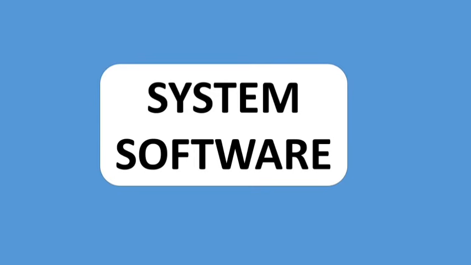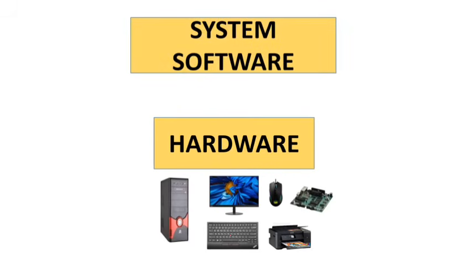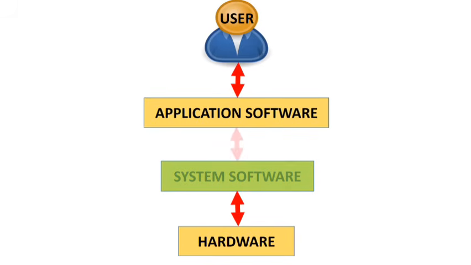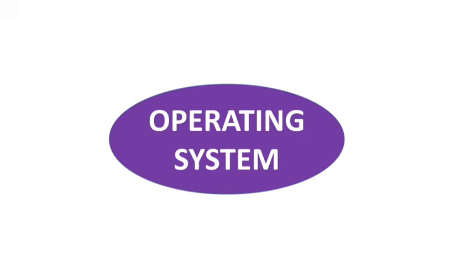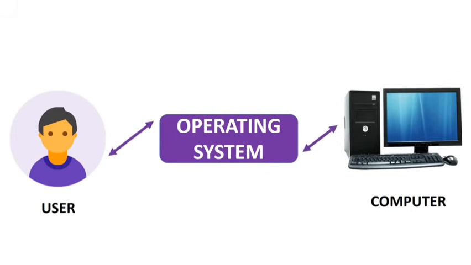System software. System software is a set of programs that controls the computer hardware. The system software is the platform for running the application software. System software are operating system and utility software. Operating system. Operating system is a software that acts as an interface between the user and the computer system.